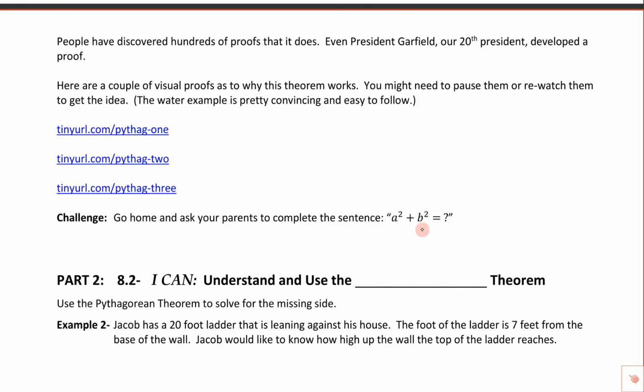I would, again, much rather have you think, 20 years from now, leg squared plus leg squared equals hypotenuse squared, because that's a little bit more descriptive than a squared plus b squared equals c squared.